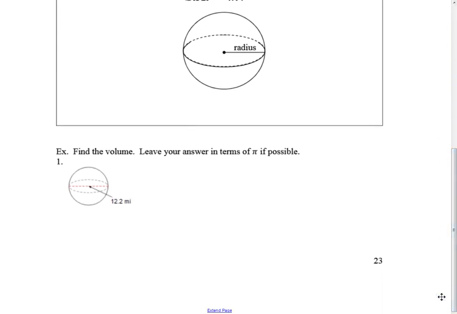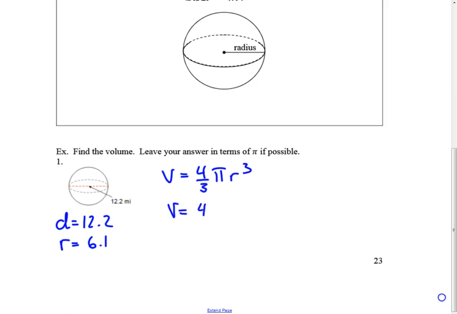So find the volume here. We're given right now the diameter is 12.2. So the radius would be half of that, which is 6.1. So the volume is 4/3 pi r cubed. So the volume would be 4/3 pi times 6.1 cubed. It says, if possible, leave this in terms of pi. So that's going to be possible for us.